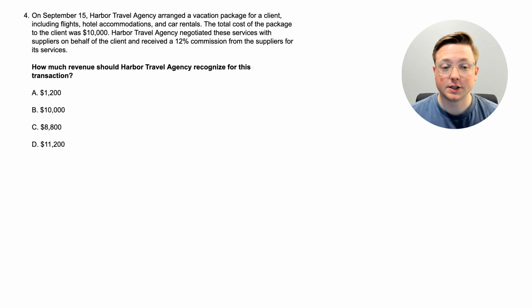All right, here we are at question 4. How much revenue should Harbor Travel Agency recognize for this transaction? On September 15th, Harbor Travel Agency arranged a vacation package for a client, including flights, hotel accommodations, and car rentals. The total cost of the package to the client was $10,000. Harbor Travel Agency negotiated these services with suppliers on behalf of the client and received a 12% commission from the suppliers for its services. So with all that information, what is the revenue that Harbor Travel Agency is going to recognize from all of this?